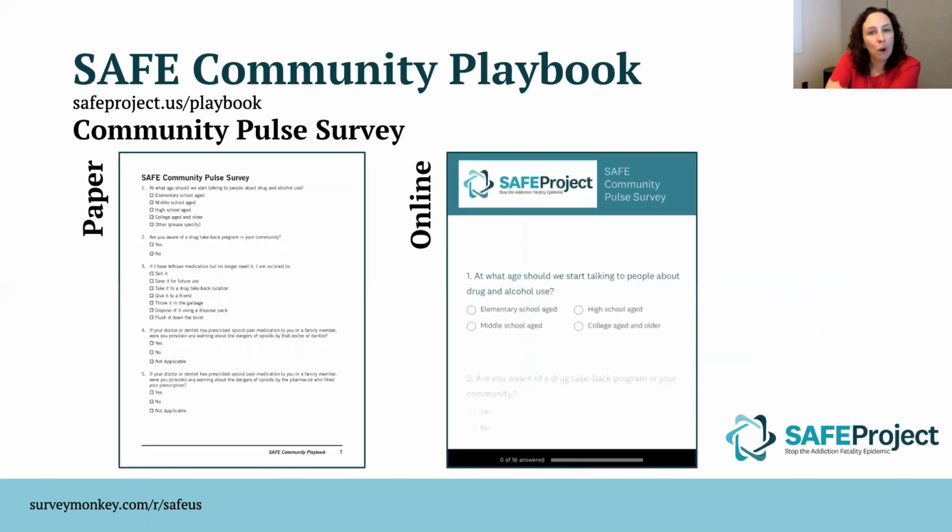We do have two formats for the Pulse survey. You'll see in the playbook, and I will send out to participants afterward, a PDF version of the Pulse survey, something you can print out and people can check the boxes with a pen or marker. We also have an online version, which is a SurveyMonkey tool that we use for many communities that we're working with right now. And we can actually create a unique link for your community, that you can send out to your users, that will be specific to your community.